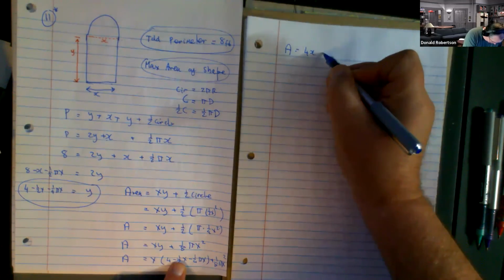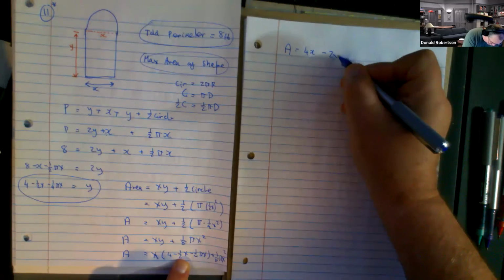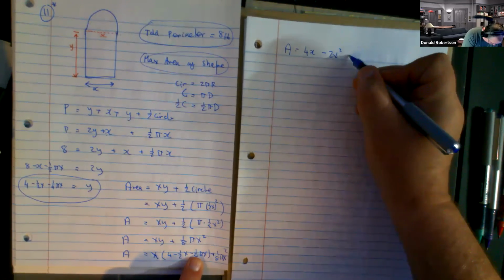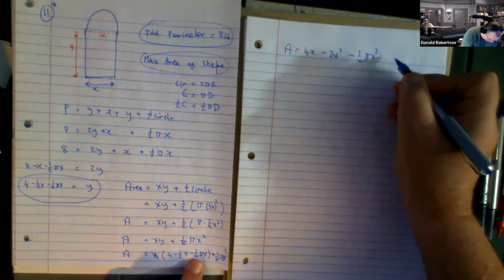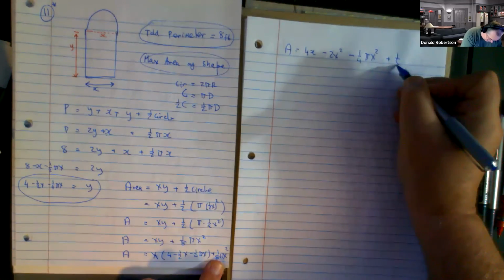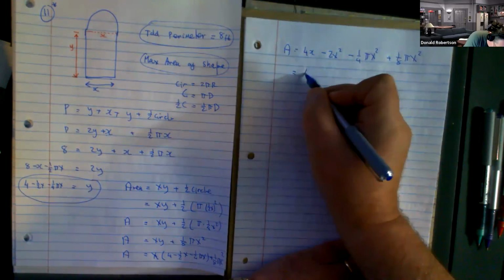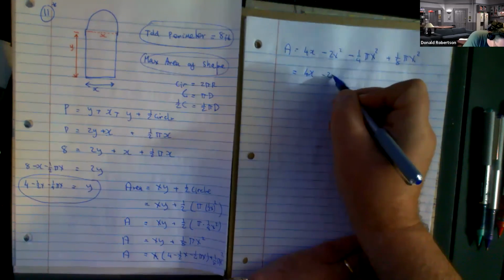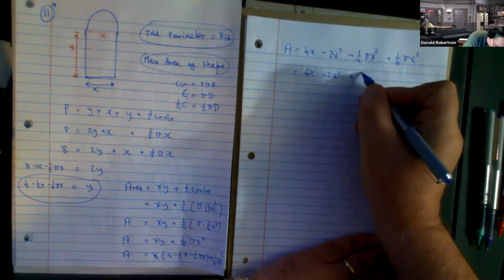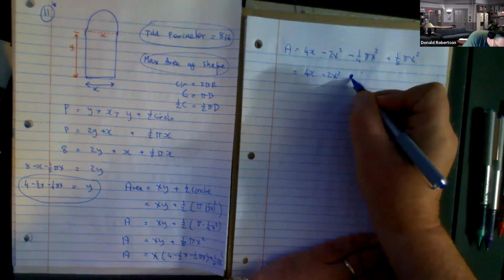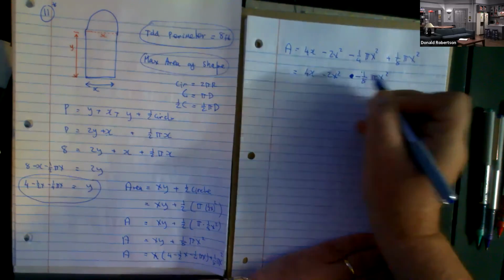The area is 4x. Make it more clear. Take away 2x squared. Take away 1/4 pi x squared. Add 1/8 pi x squared. So it's 4x. Take away that guy. That and that gets you, I almost got my sign wrong, -1/8 pi x squared.